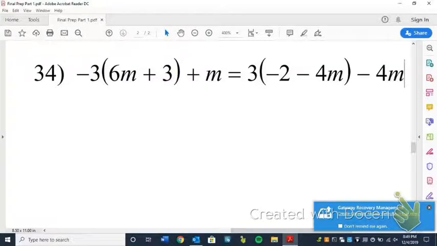So hopefully you guys all got your answers and figured out what it was that you needed to do. And we'll go from there. So, like before, we're going to start off with distribution. So we're going to get negative 18.